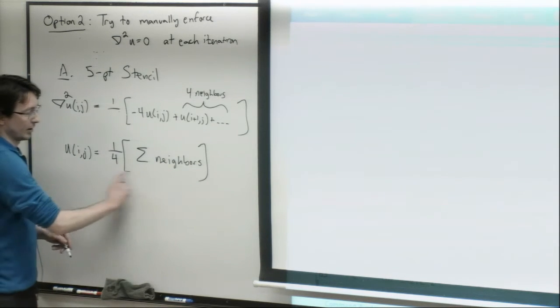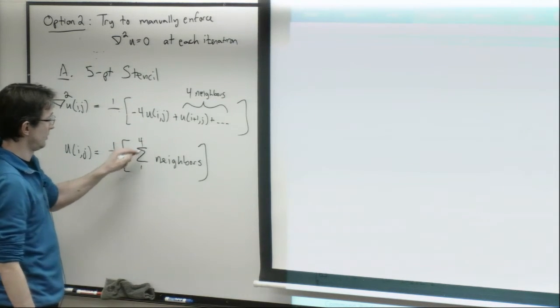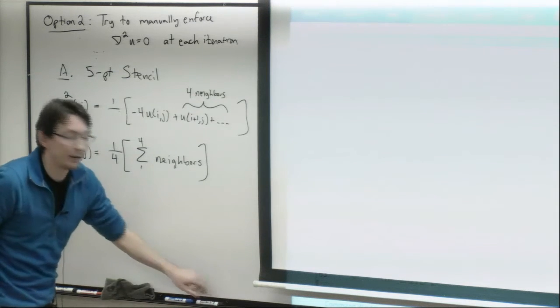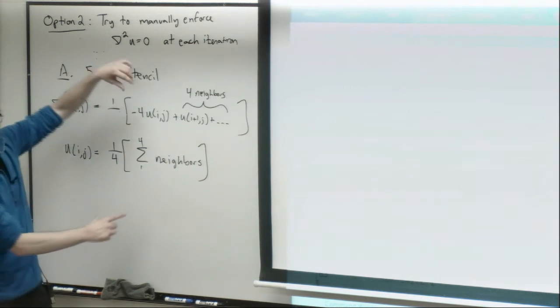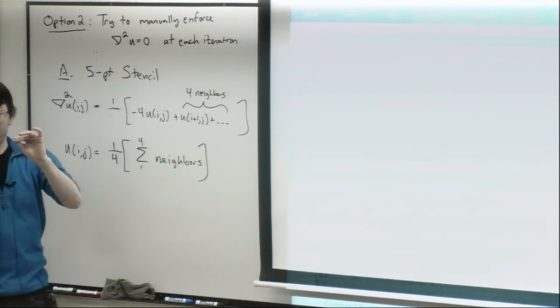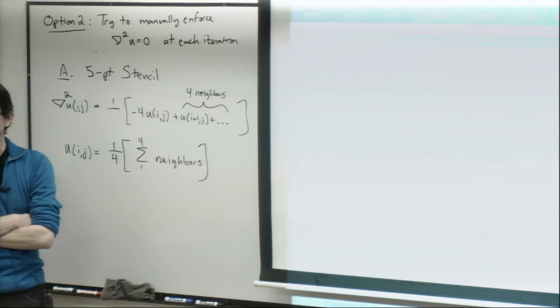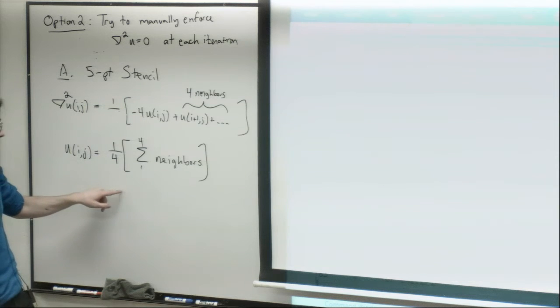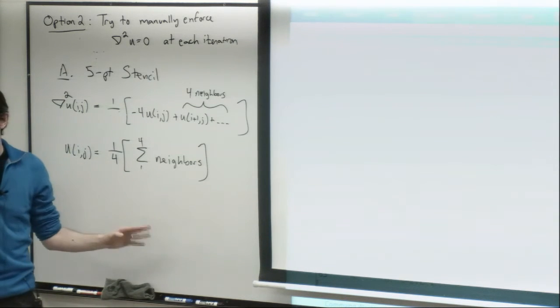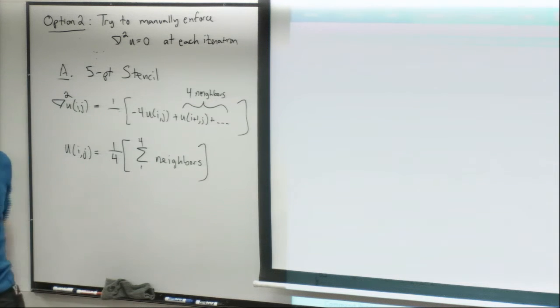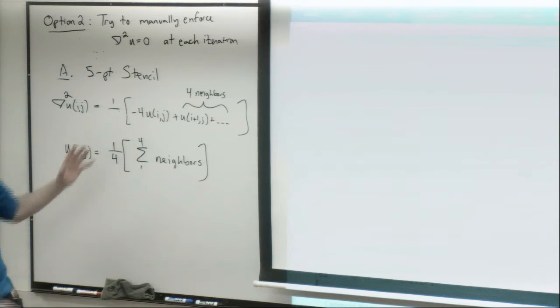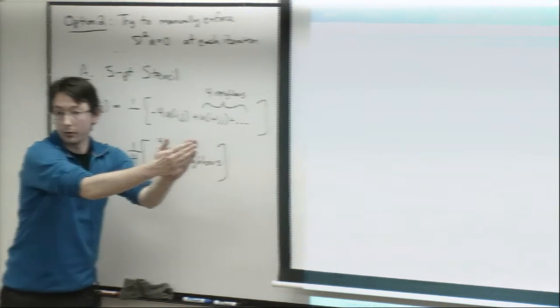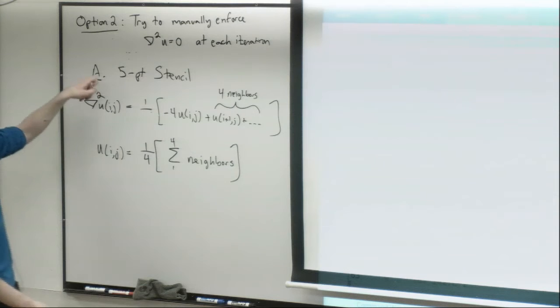Now, what does this formula look like? What is 1/4 of the sum of the values of all of my neighbors? The average. I'm literally taking my neighbors, figuring out their values, averaging them, and overwriting u. I could do the same thing with my 8-point stencil: 1 over 8 times the sum of my 8 nearest neighbors. This is a perfectly valid way to solve Laplace's equation, and if we iterate this forward, it will converge towards the true solution. So that's option 2.